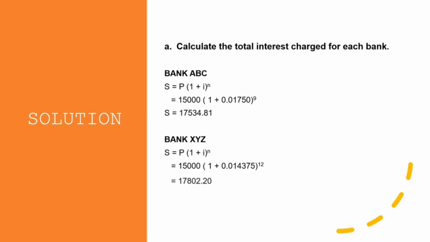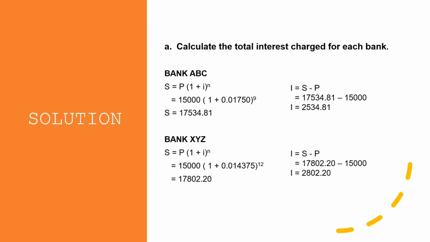For ABC Bank, S equals 15,000 times (1 plus 0.01750) to the power of 9. So, the total of S is 17,534.81. And then, calculate the interest amount by using I equals S minus P. For ABC Bank, I equals 17,534.81 minus 15,000. The total interest charge is 2,534.81. By using this way, calculate the interest charge for XYZ Bank as well.